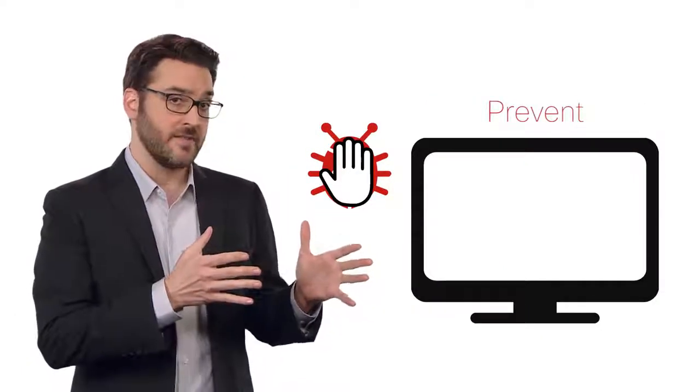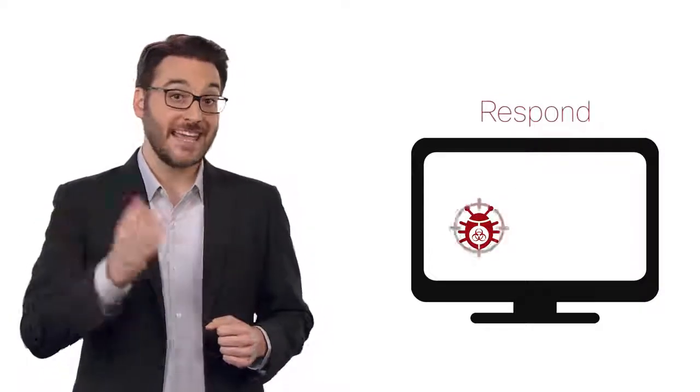AMP for Endpoints can prevent attacks and block malware at point of entry. But also, if something manages to get inside, it provides continuous monitoring and threat detection to quickly spot malicious behavior, and response capabilities to quickly contain and eliminate threats before damage can be done.